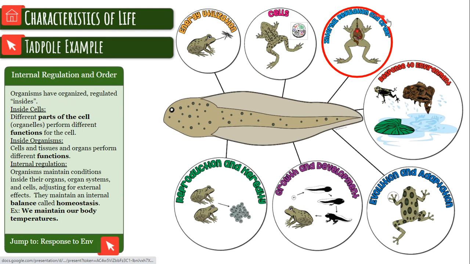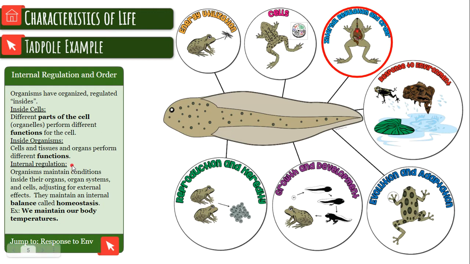Next, we have internal regulation and order. So organisms have organized, regulated insides. So inside the cells, we have different parts of the cell, which are the organelles, and those organelles perform different functions for the cell. So these organelles include things like the mitochondria and the cell wall. The cells and tissues and organs also perform different functions. So you can have cells that become nerve cells or a muscle cell.